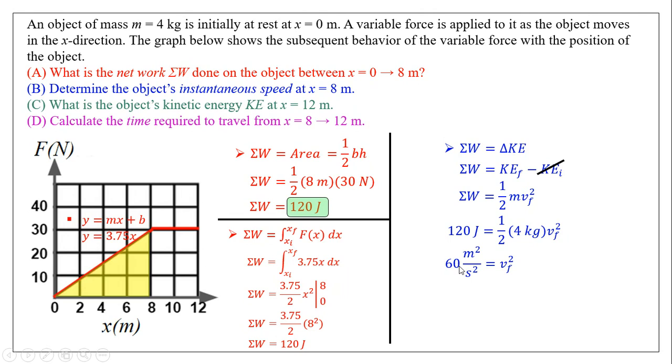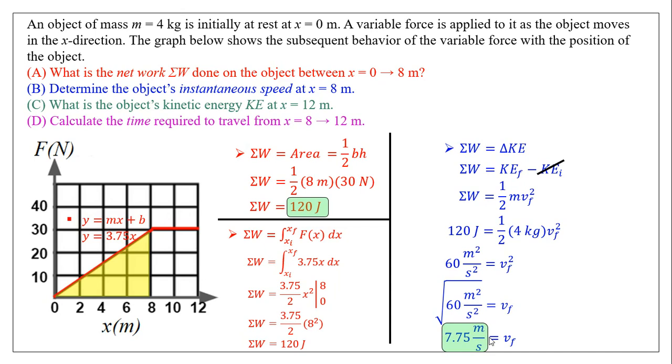And then to find vf by itself, you would take the square root of 60. So therefore, this square root of 60 will give you about 7.75 meters per second. And because it asks for speed, I'm just going to give you that answer, 7.75 meters per second, without the direction, because speed is a scalar. All right, so the answer to B is 7.75 meters per second.